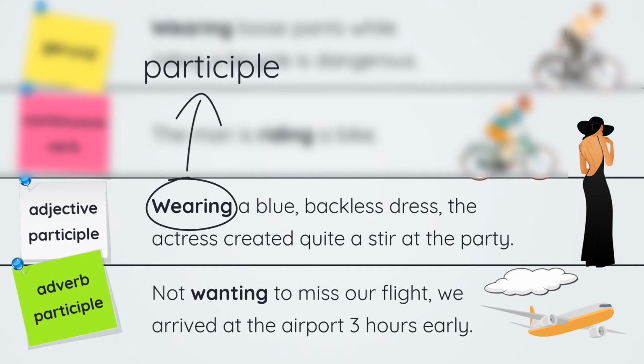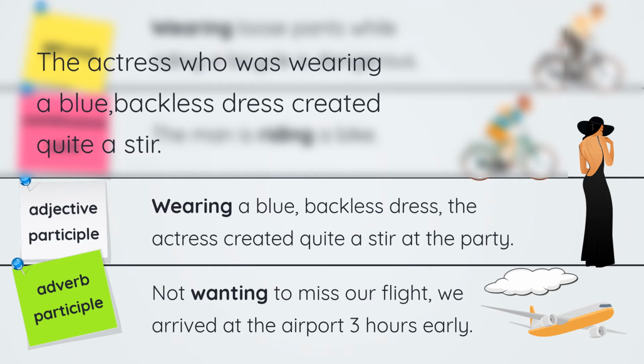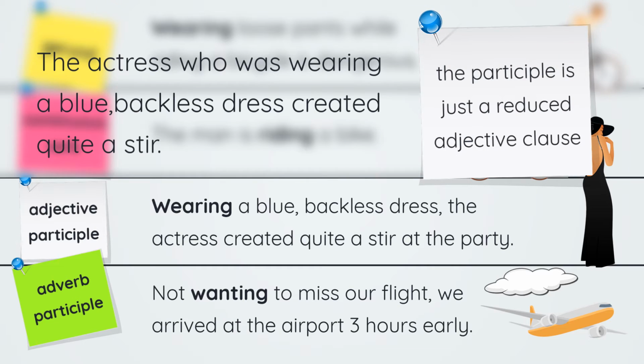So if I want to open it up, if I want to write it in a different way: "The actress who was wearing a blue backless dress created quite a stir," because I'm in the past, so I have was. So the participle is just a reduced adjective clause. What I do is I take out the conjunction, the pronoun and subject, I take out the be verb, and all I'm left with is a participle.